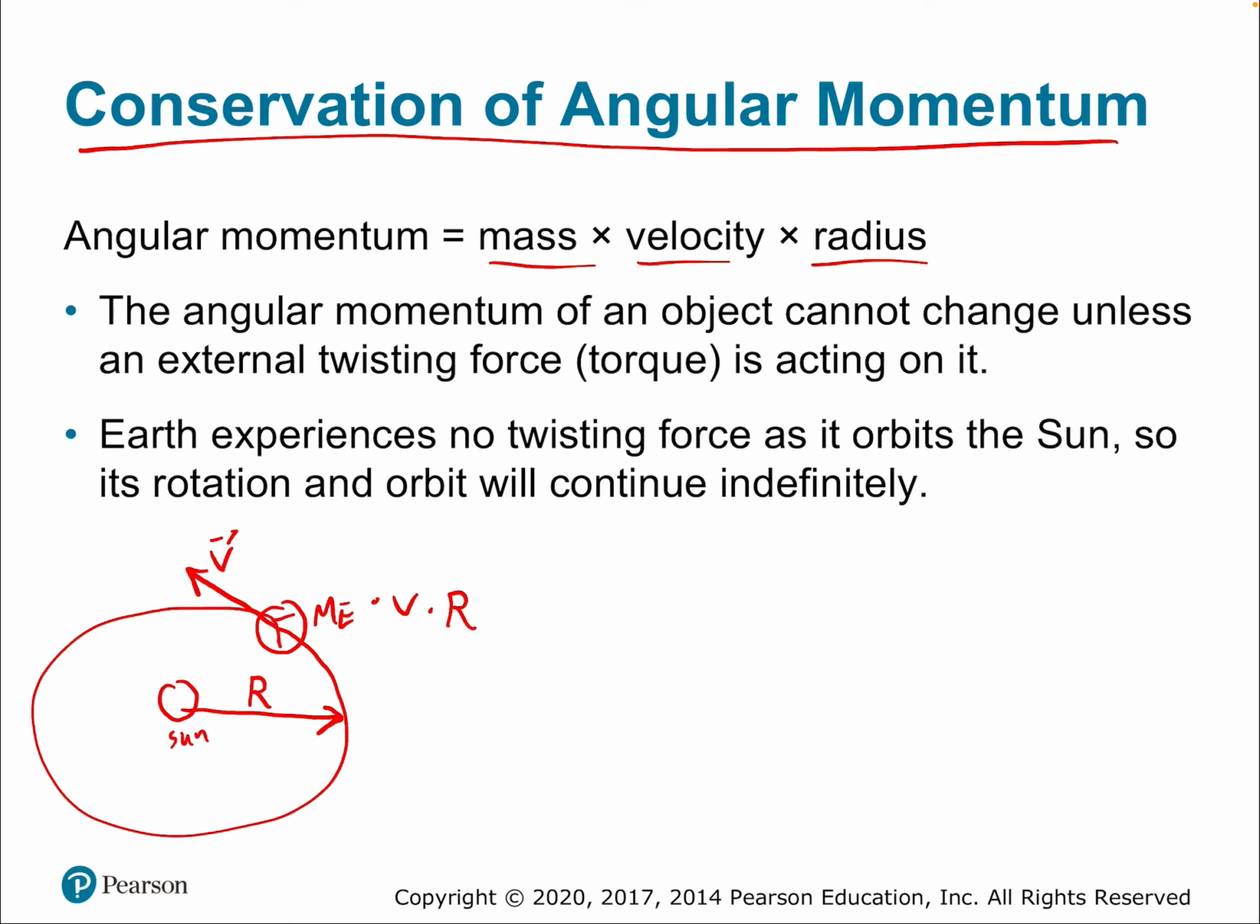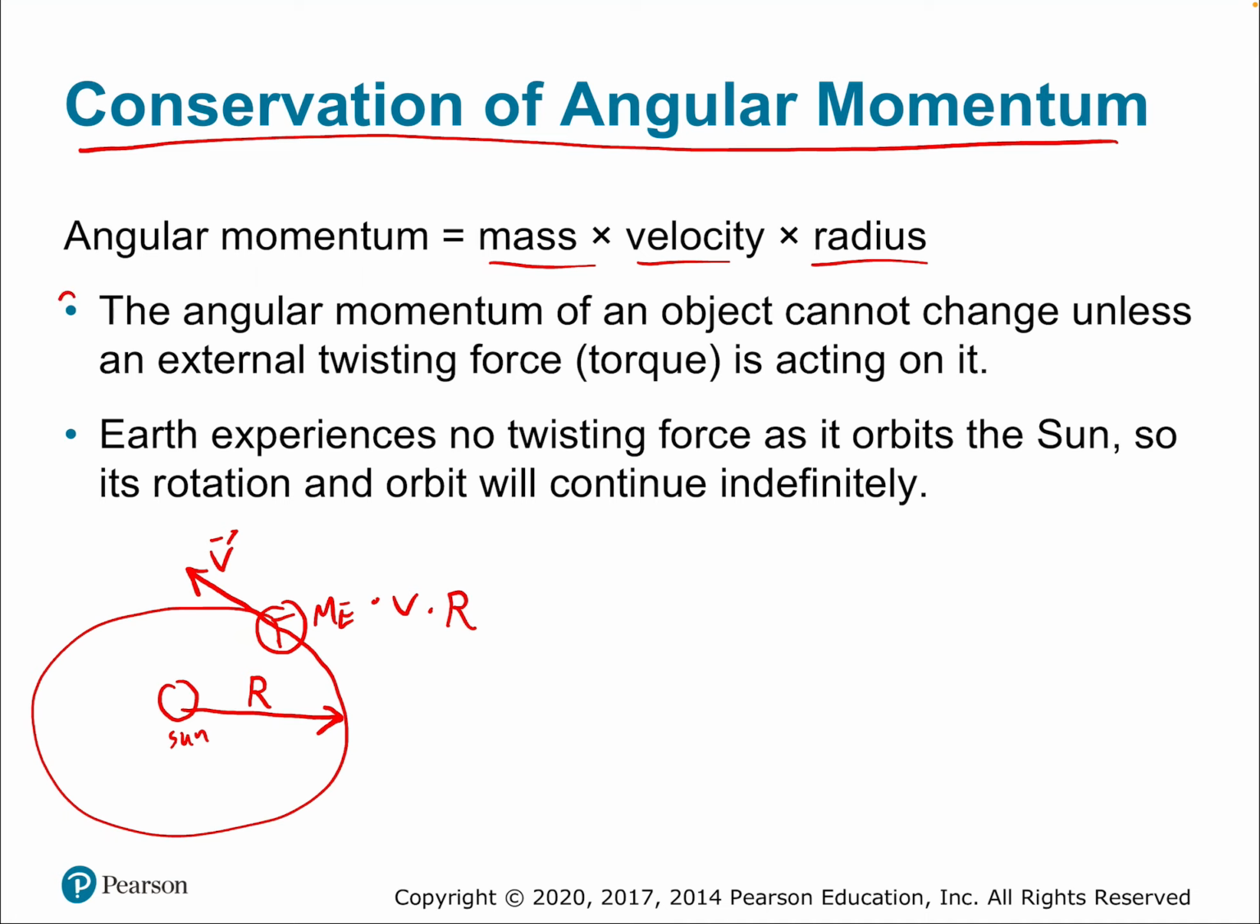You could similarly find the angular momentum of Earth's rotation. It would have the same value of mass, because it's still Earth, but a different velocity, because you'd want the velocity of a point along Earth's equator, and a different radius, because it would be the radius of Earth rather than the radius of Earth's orbit around the sun. But both would have values of angular momentum, just different values. And both those quantities, orbital angular momentum and rotational angular momentum, are conserved.